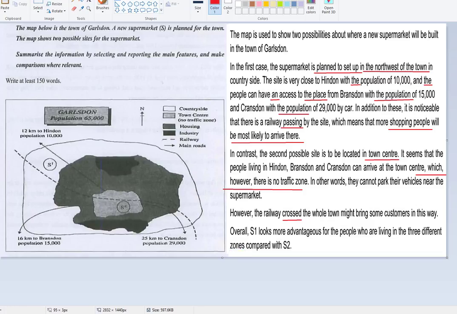And if we go on to look at grammar, okay, so this sentence is joined by and. In addition to these, it's noticeable that there is, okay, which means, in contrast, is to be located. This looks good, but it's faulty. It seems that the people living in Hindon can arrive at the town center, which, however, there's this problem here with this compound sentence. Over the railway across the town.